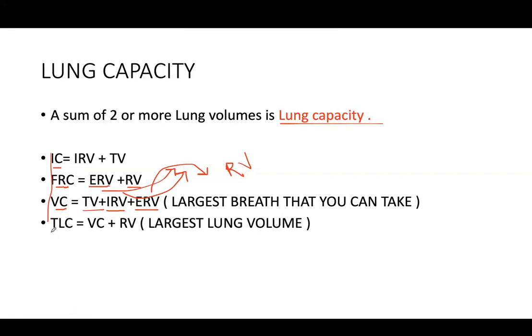Then we have total lung capacity, which is basically the largest lung volume. This is the maximum volume of the lung. Like this is the largest volume the lung can expand to, and it's equal to vital capacity plus residual volume, as I said. Once you take in the vital capacity, this big breath, then you're at TLC because you already have RV. RV is always inside lungs. It never changes, right? It never changes.